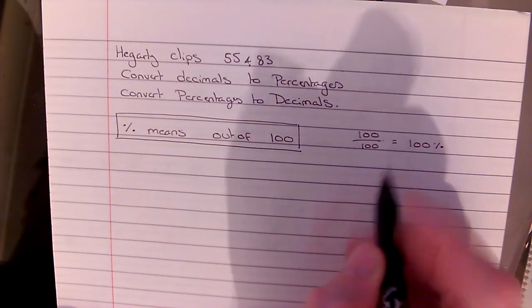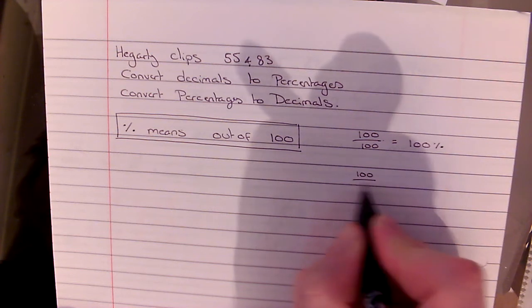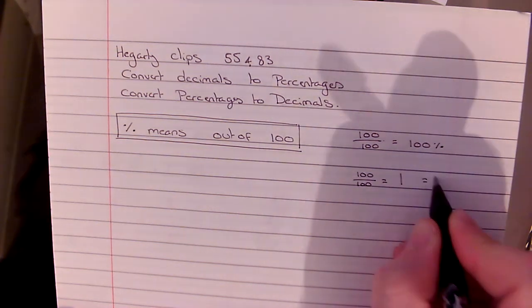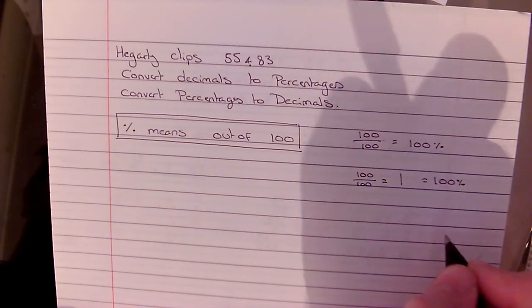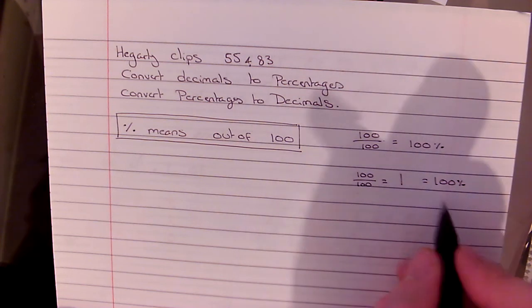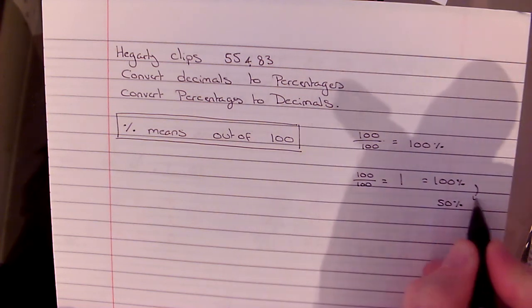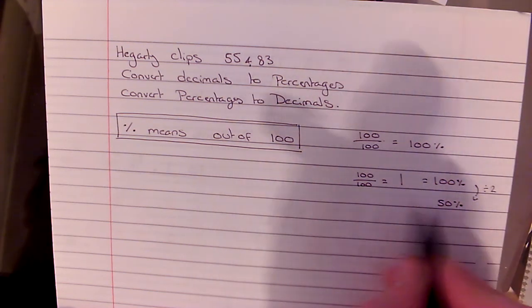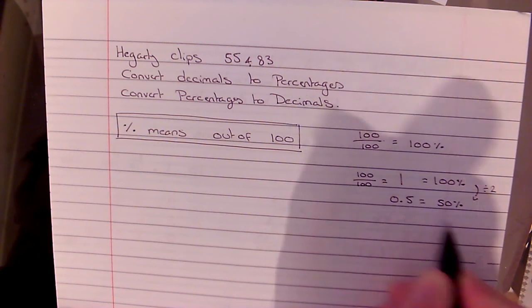Okay, so if 100 over 100 is 100%, we can also write this as a whole number, though. It means that 100 over 100 is actually equal to 1, which is equal to 100%. Now, if we had 50%, now we've divided it by 2, we're going to divide everything by 2. So 50% as a decimal is 0.5.